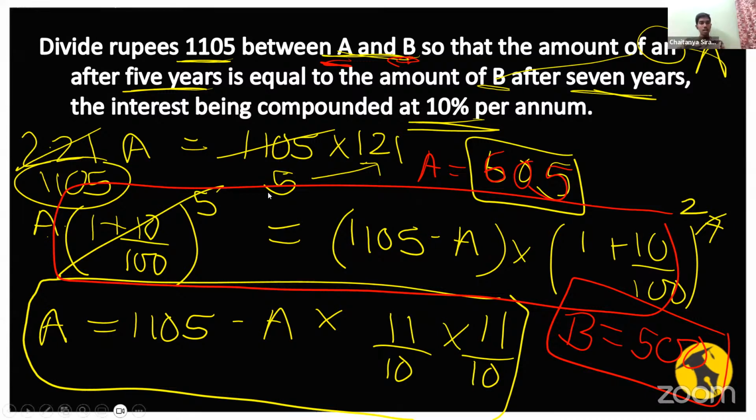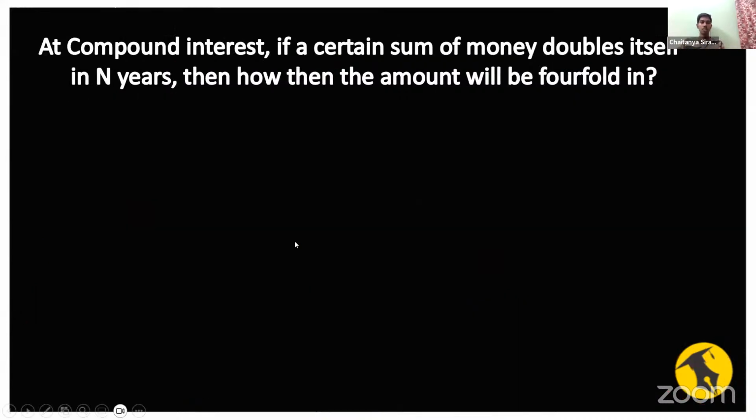Alright. Now let's move to the last question for the day. I want to explain some concept with this question as well. Okay, at compound interest, a certain amount doubles itself in n years. Then in how much time will the amount be fourfold?